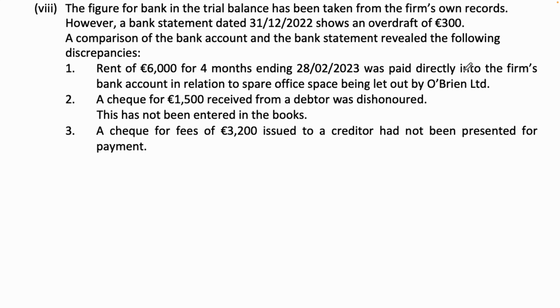Number 1, rent of €6,000 for 4 months ending 28th of the 2nd, 2023 was paid directly into the firm's bank account in relation to spare office space being let out by O'Brien Limited. Number 2, a cheque for $1,500 received from a debtor was dishonoured. This has not been entered in the books. And 3, a cheque for fees of $3,200 issued to a creditor had not been presented for payment.